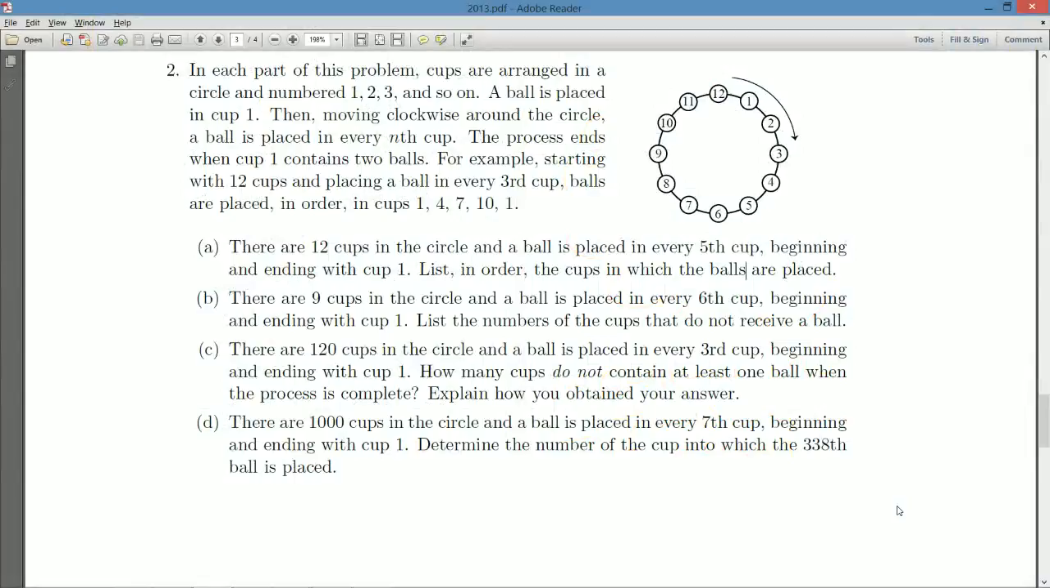Automatically, being experienced with modular arithmetic, I can see there will be some that don't receive a ball just because 6 and 9 have a common factor of 3. So if you were into ring theory, which you shouldn't be in grade 9 and 10, but just advertising university level math, you would know that 6 is a zero divisor in Z9.